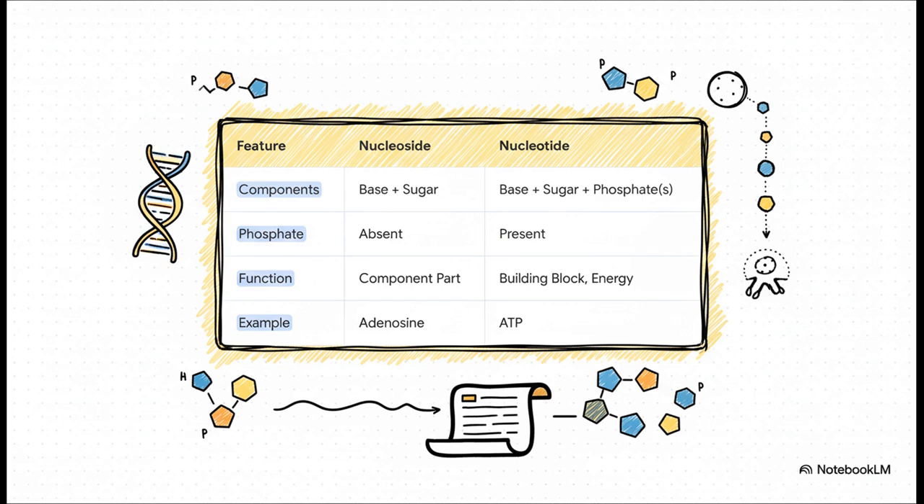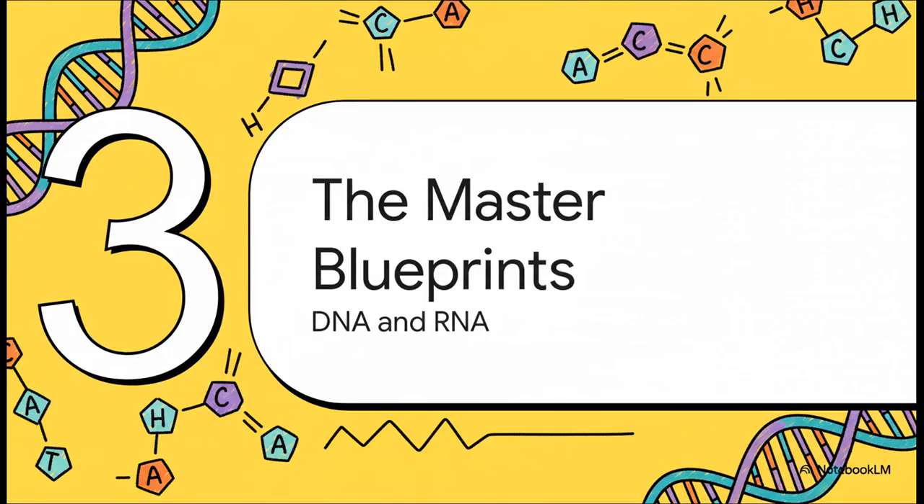That single addition changes everything. The phosphate is what gives the nucleotide all its power. It's the connector that lets it build long chains. And it's the battery pack that lets it store and transfer energy. It's the key. Okay, so we have our fundamental bricks, the nucleotides. Now let's step back and look at the incredible structures they built.